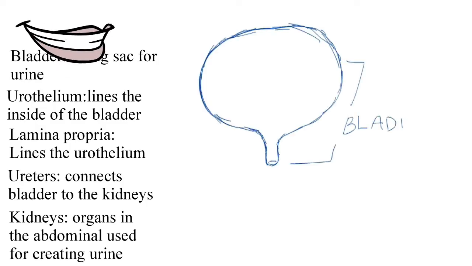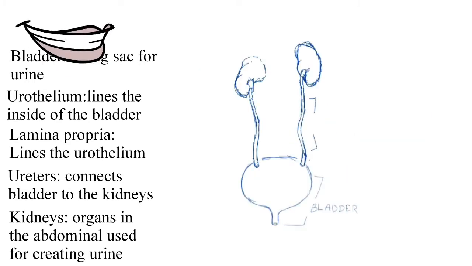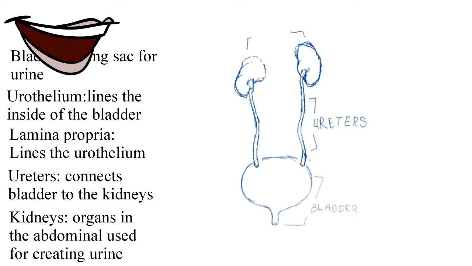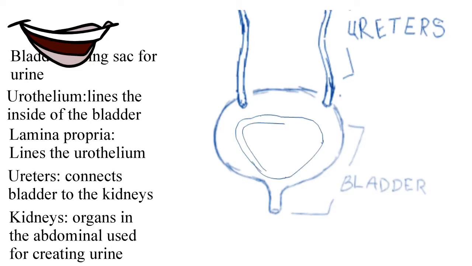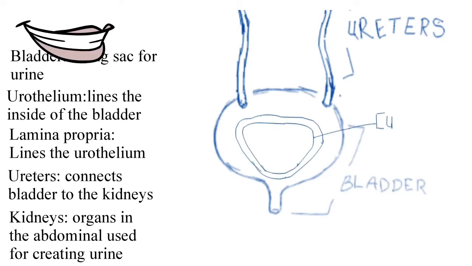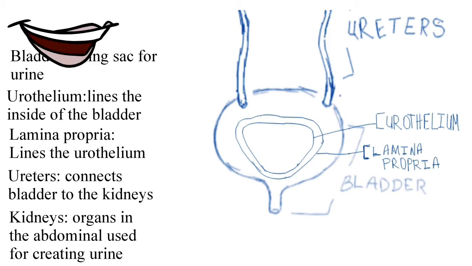The bladder is a muscular sac located above and behind the pelvic bone that has two tubes called the ureters. These tubes connect the bladder to the kidneys. A thin surface layer called the urothelium lines the inside of the bladder, followed by loose connective tissue. This connective tissue is called lamina propria. Covering the outside of the bladder are muscles.